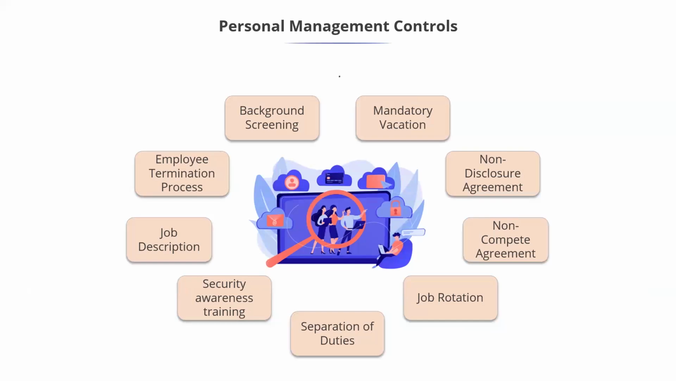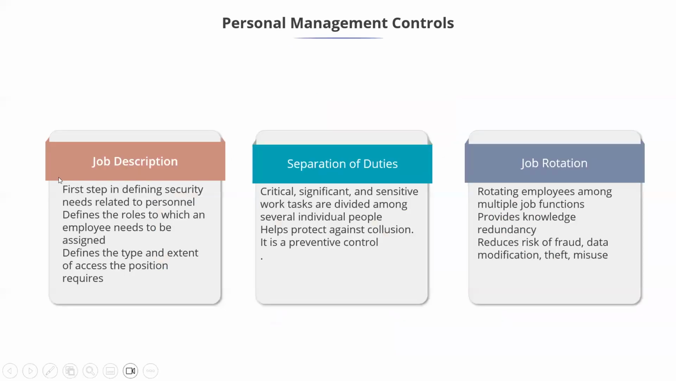Background screening, mandatory vacations, non-disclosure agreements, non-compete agreements, job rotations, separation of duties, security awareness trainings, job descriptions, and the employee termination process. The first one is job description. Now the question that comes to your mind is why job description is a part of security controls.